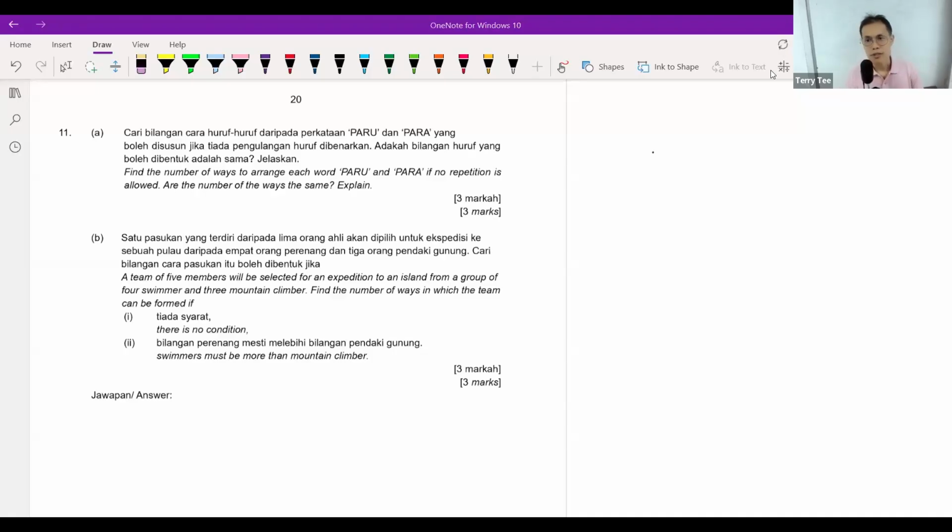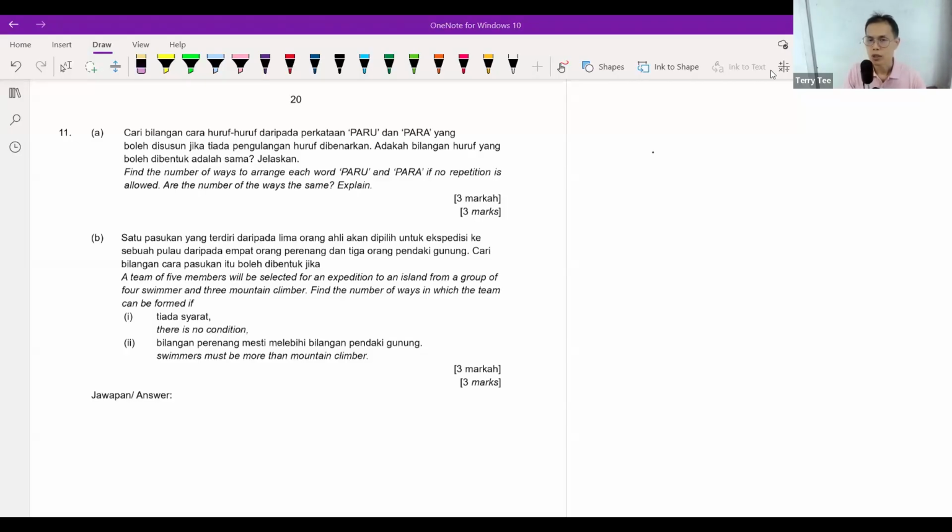Okay, question number 11. This is from Form 5, Chapter 4, Permutation Combination. So the first one: find the number of ways to arrange the words PARU and PARA, if no repetition is allowed. So are the number of ways the same? Explain. Okay, so let's begin with PARU. PARU is P-A-R-U. There are 4 different letters, or 4 distinct letters.